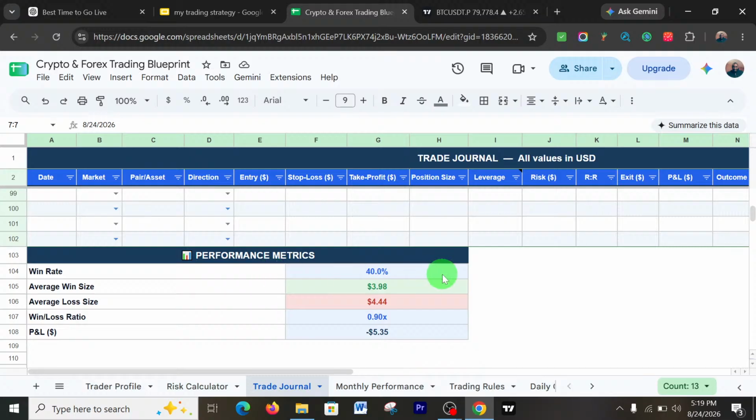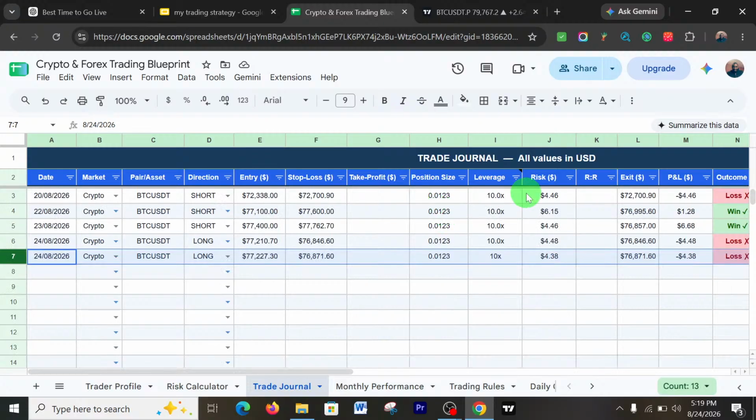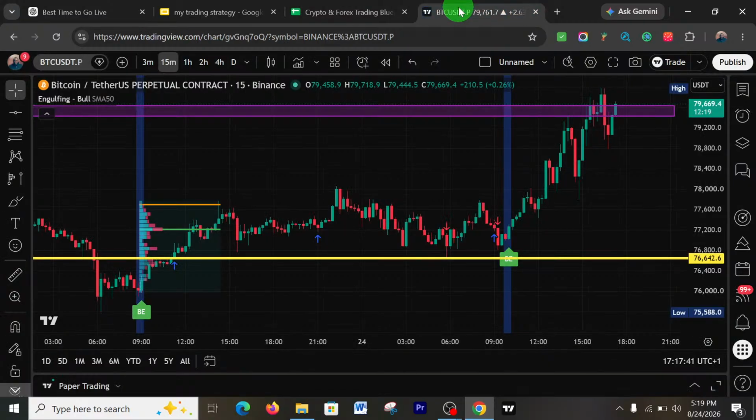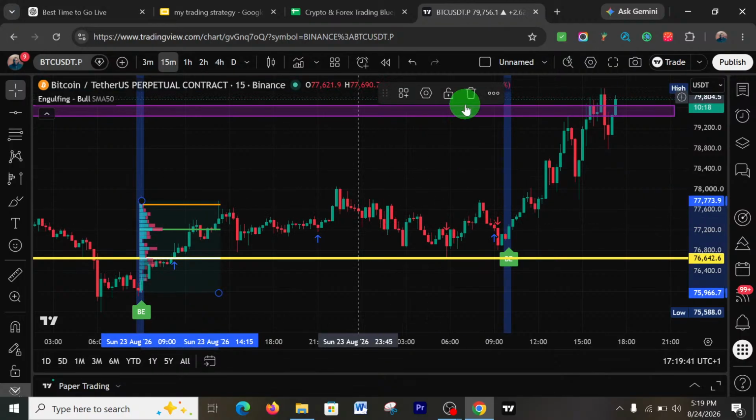So our win rate has dropped. Average win size is 3.98. Average loss size is 4.40. Our win to loss ratio is 0.90x, and we're down $5. Our account is $500, so no cause for alarm yet. But it's just a reminder to always follow your strategy no matter what.